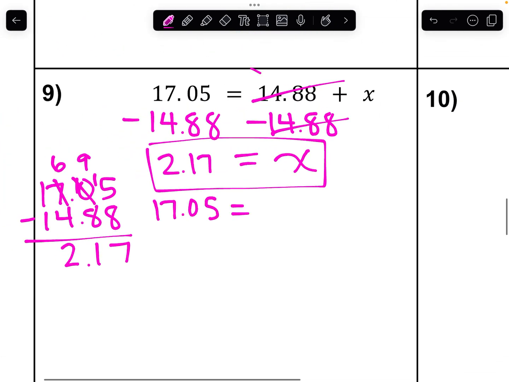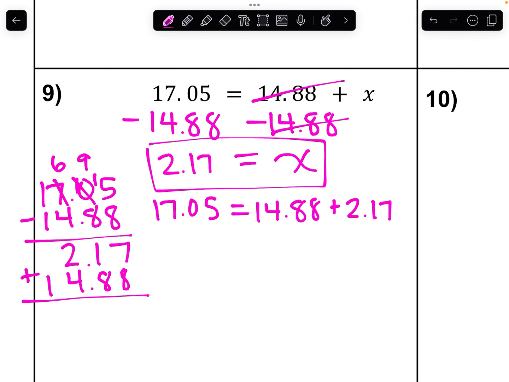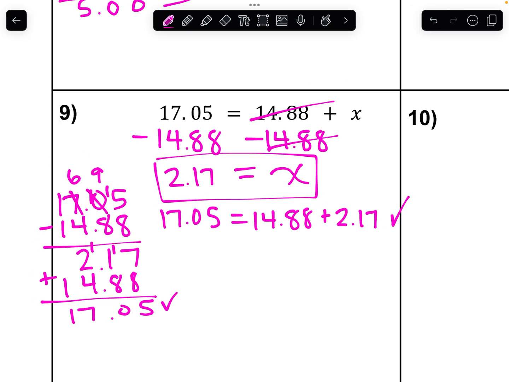17.05, back to the original equation, which is what it starts out with right here. We're going back to see if it works. It must equal 14.88 plus x, which we now said is 2.17. So we're going to see if it works. Just because I write it doesn't make it true. We have to add it here to see if we get the 17.05. Indeed. Okay, we did. Very good.